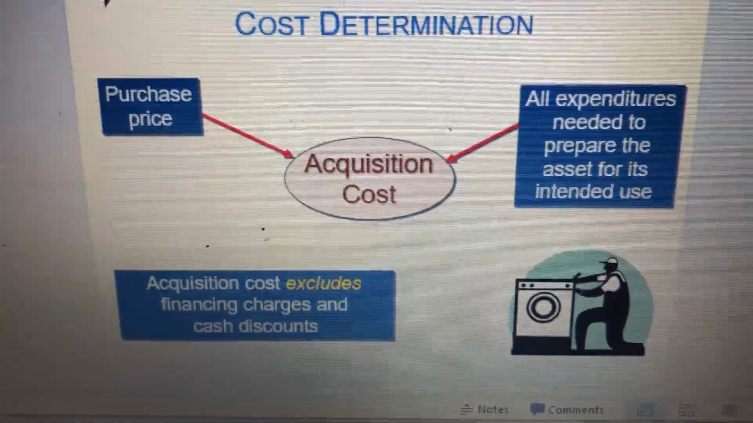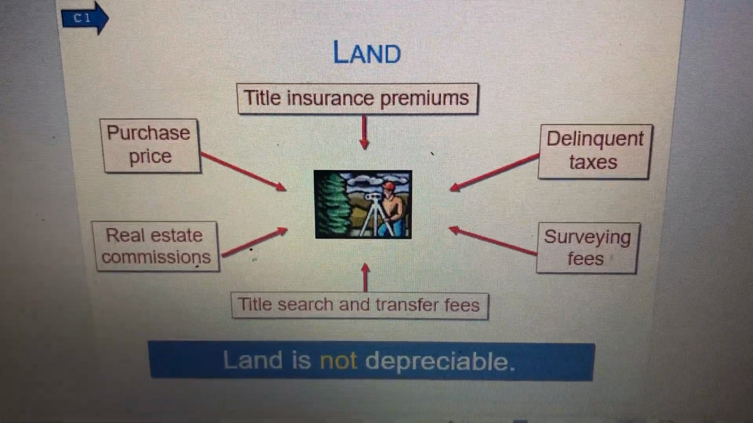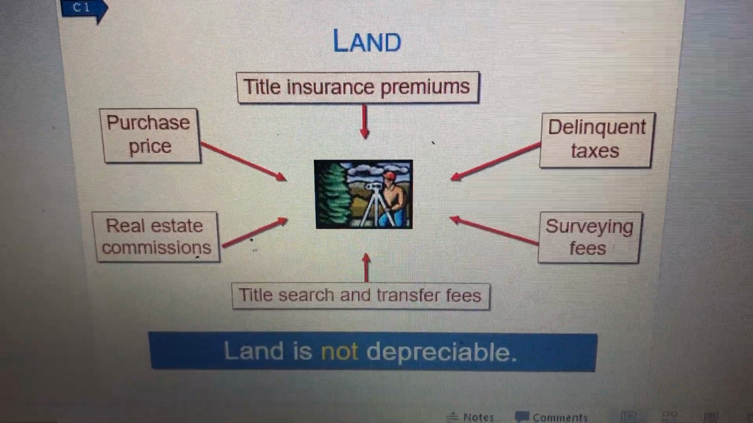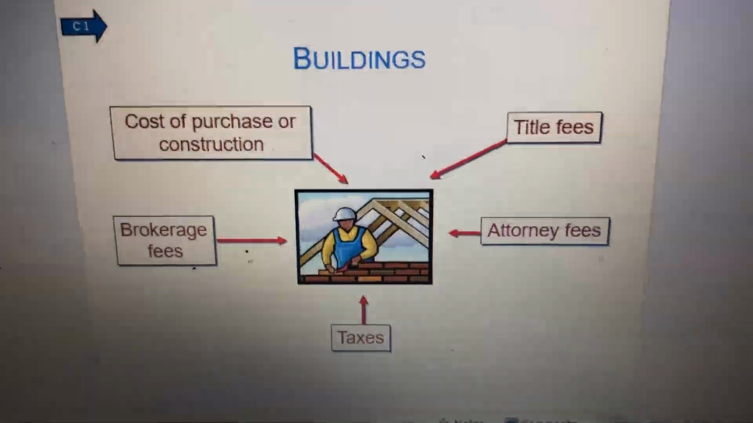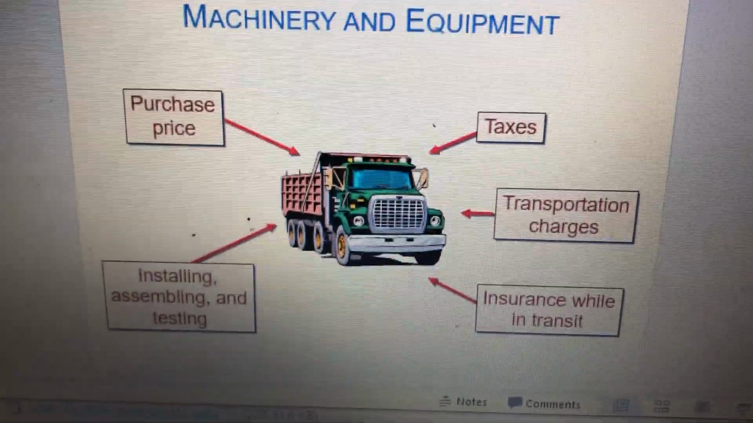Okay. Now, you don't have to memorize the following, but these are some of the things that go into land as far as increasing the cost of it on the books, and buildings and machinery, but you do not have to memorize all of that.